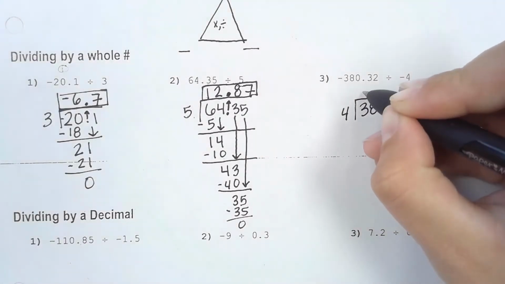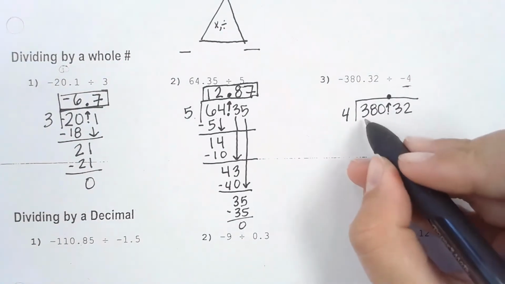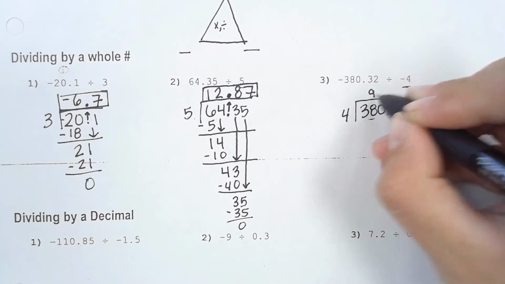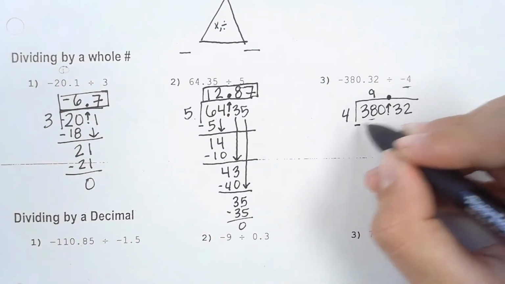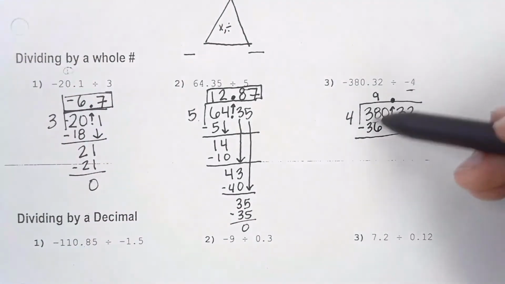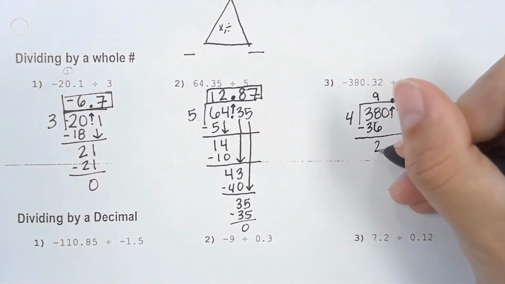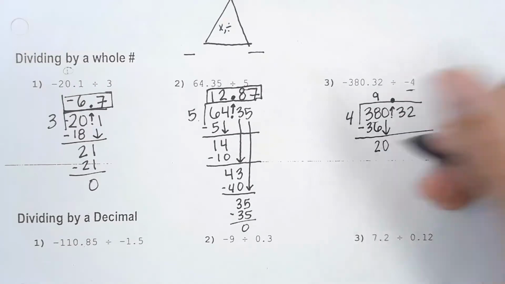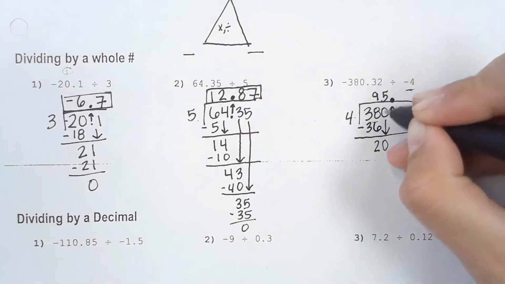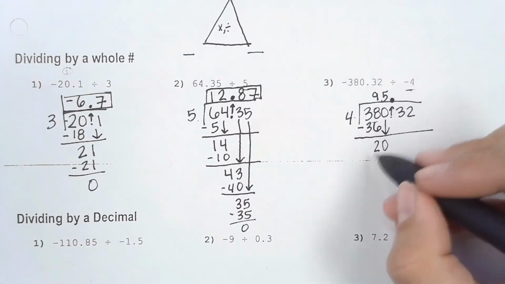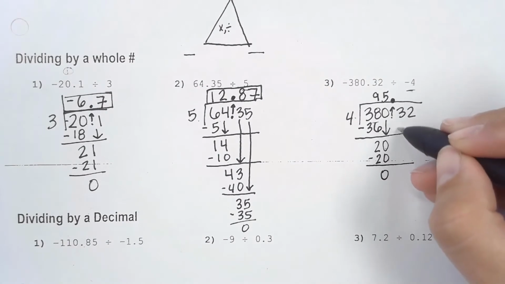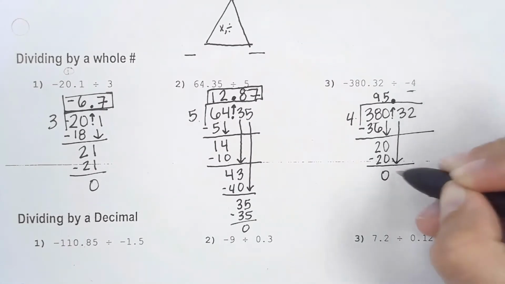Remember, you're not putting the 9 above the 3 because you're looking at the number 38. So your 9 will go above the 8. 9 times 4 is 36. So 38 minus 36 is 2. Bring down your 0. 4 goes into 20 5 times, so I'm going to put my 5 above the 0. 4 times 5 is 20. Remainder is 0. Bring down my 3.